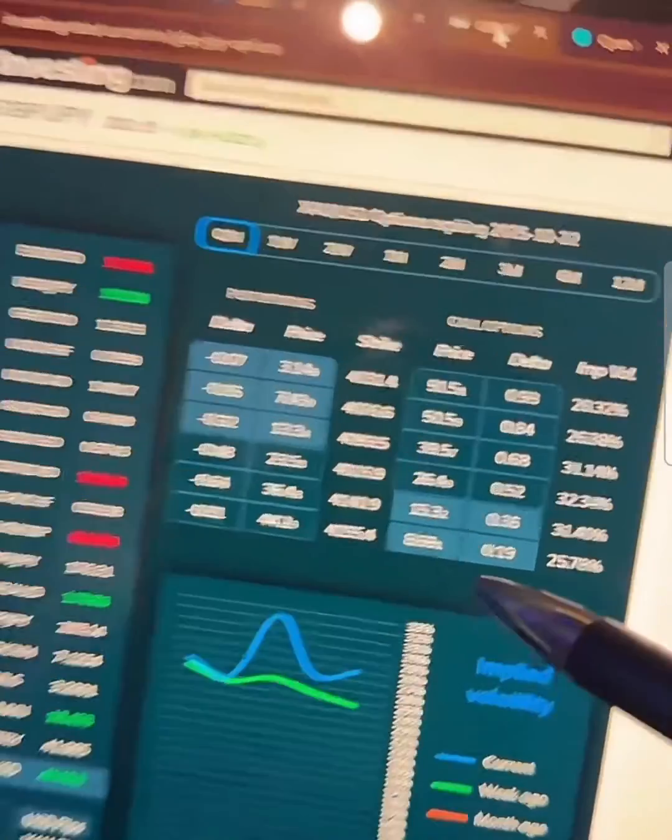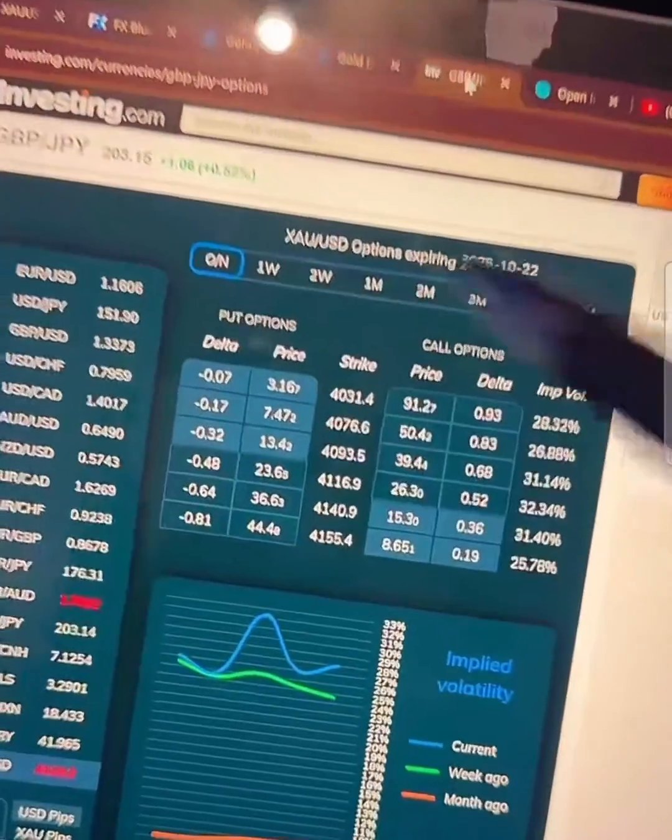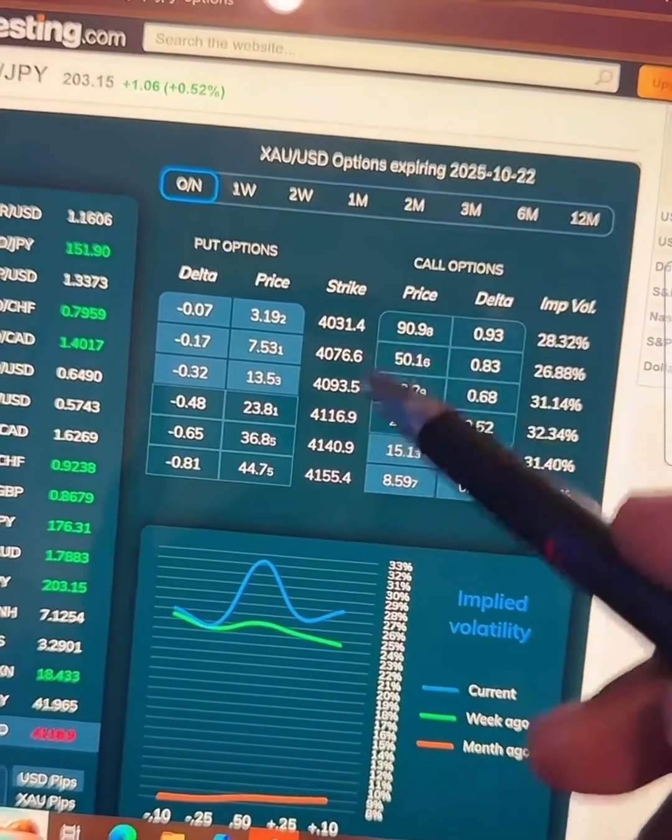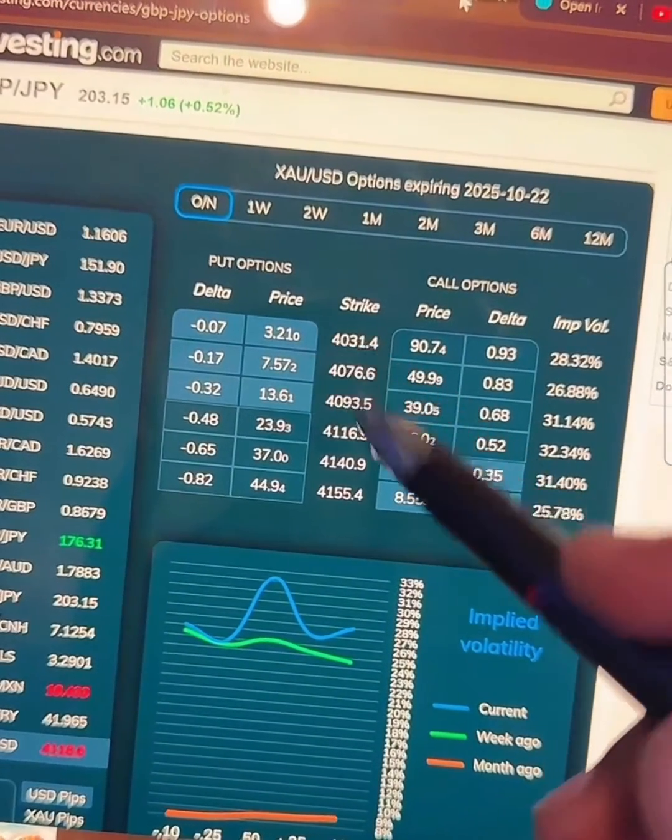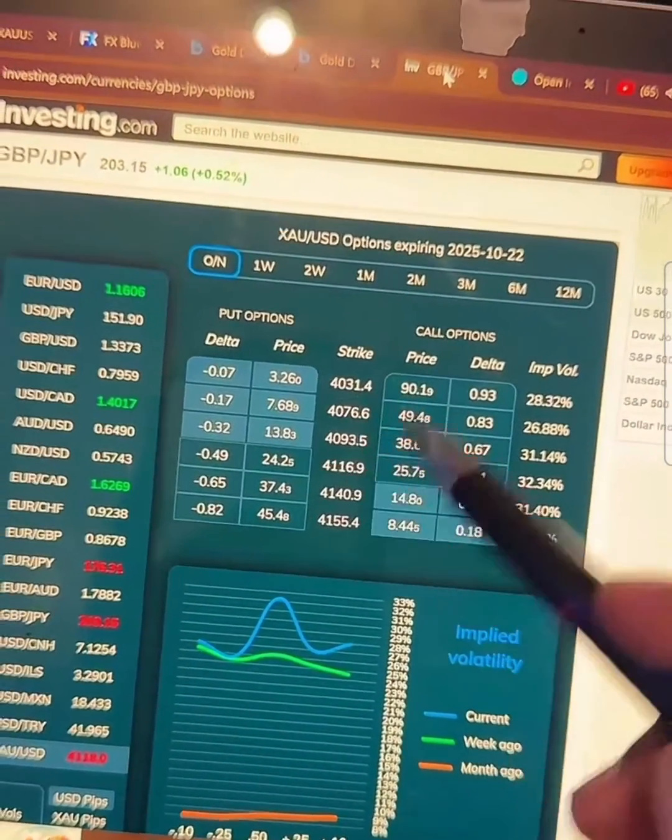If call delta is higher than put delta, what does it mean? Buys. So in short, we want to look for buy positions around where? These three strike levels up here: 4076, 4093, and 4031. You see these three levels here.